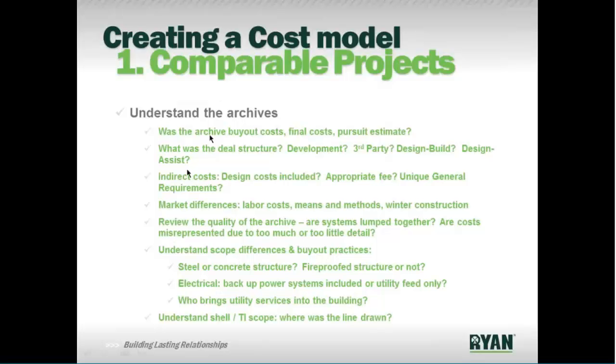What was the archive that you're looking at? Were these buyout costs? Was it the final cost? Was it a pursuit estimate? What's the level of quality of information that you're comparing it to? What was the deal structure? Was it development, third-party, design build, design assist? These things all have implications in the indirect cost, largely, but they're good to understand when you're looking at a cost model. Design costs, were they included in the old one?